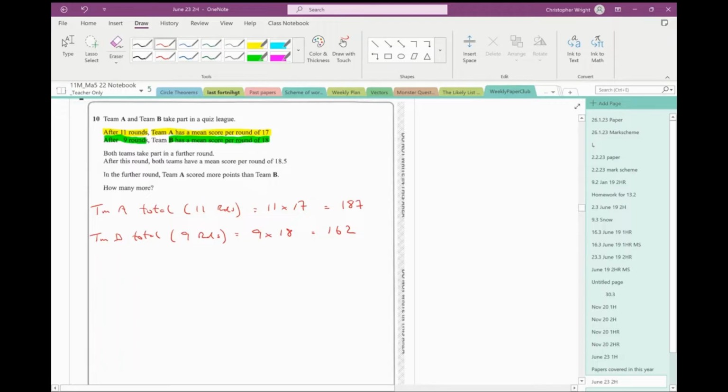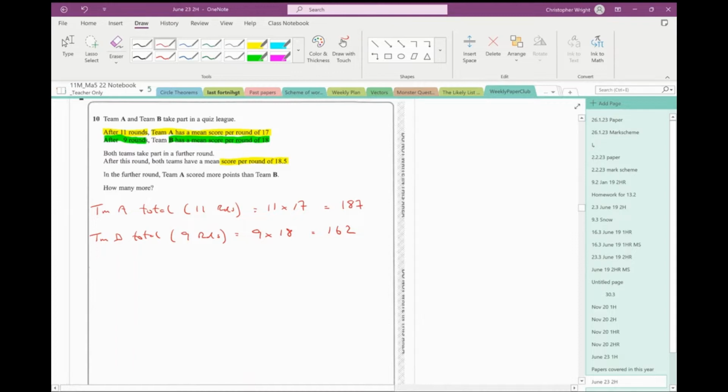Both teams take part in a further round. After this round, both teams have a mean score per round of 18.5. In the further round, Team A scored more points than Team B. How many more? Right, so I'm going to need to work out how many points each team scored in the further round. So let's take Team A first.